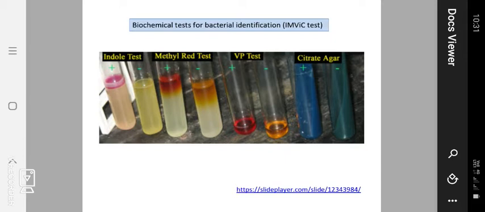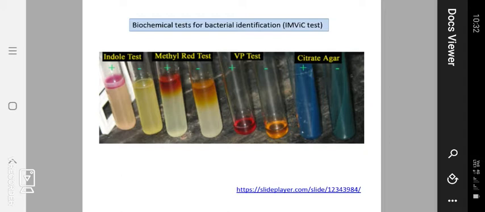Today we will discuss microbial biotechnology practical. The topic is biochemical tests for bacterial identification. The test name is the IMViC test. Actually, 3 or 4 tests are combined together. It's called the IMViC test. That means bacterial identification biochemical tests.